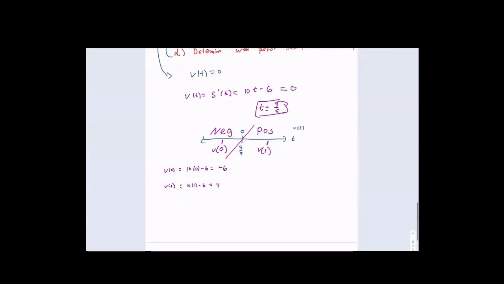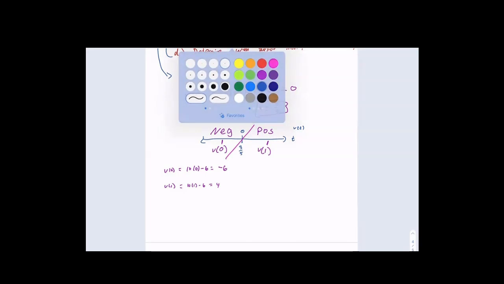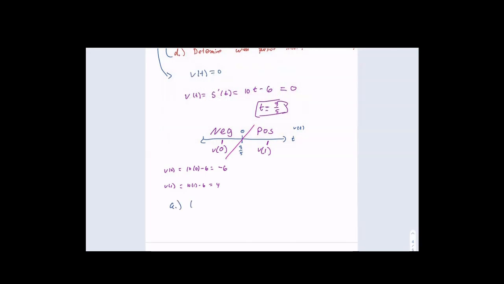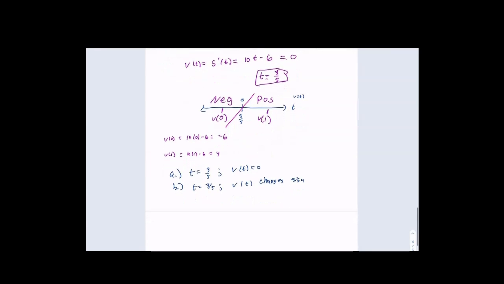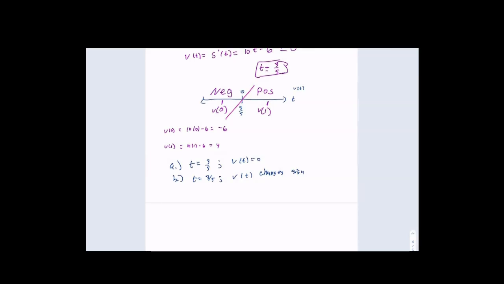All right. So the answer for A, when is the particle at rest? The answer is t equals 3/5. And the reasoning, velocity was equal to 0. B, where does the particle change direction? It also happens at 3/5 because this is when velocity changes sign. Changes from negative to positive. I don't care if it goes negative, positive, positive, negative, it changed sign.